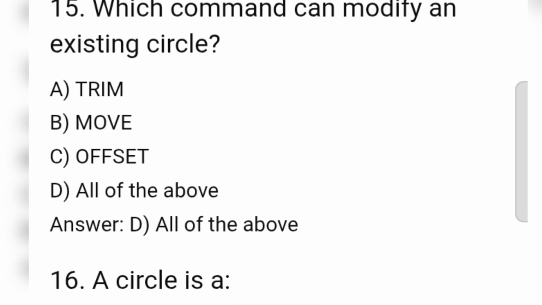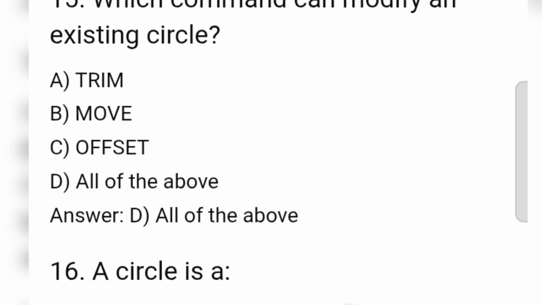Question number 15. Which command can modify an existing circle? A. Trim, B. Move, C. Offset, D. All of the above. Answer is all of the above. By using the trim, move and offset commands, we can modify the existing circle.